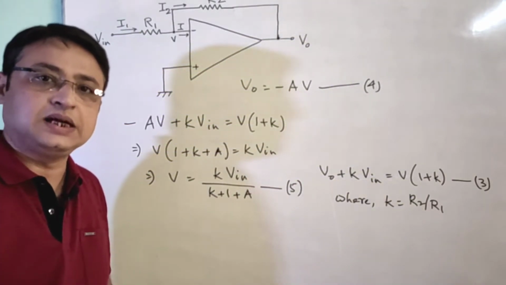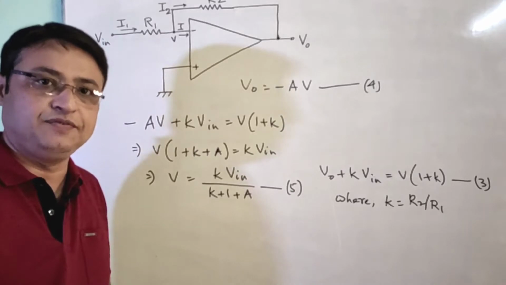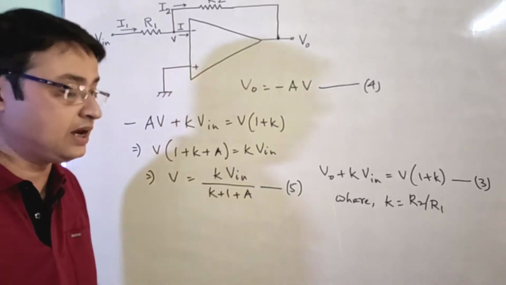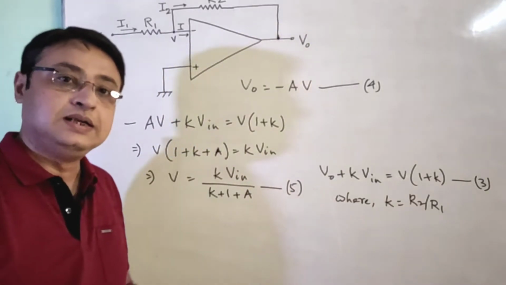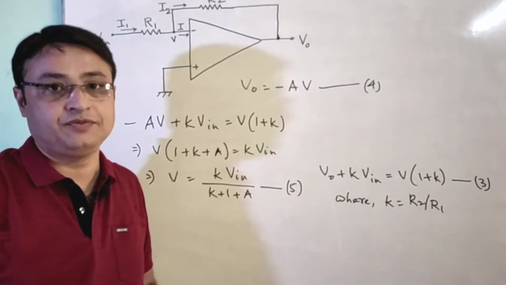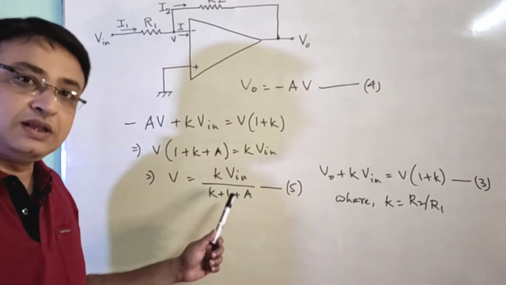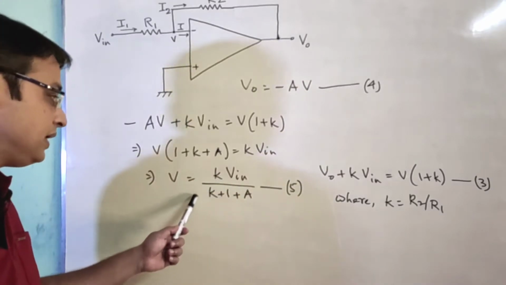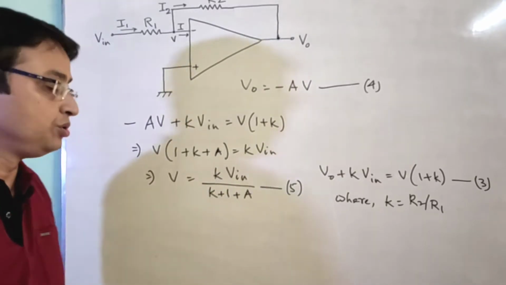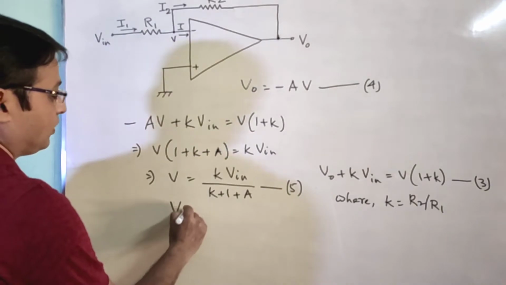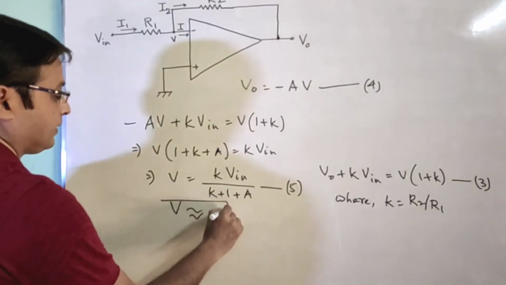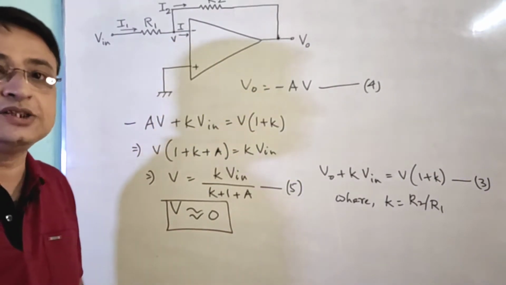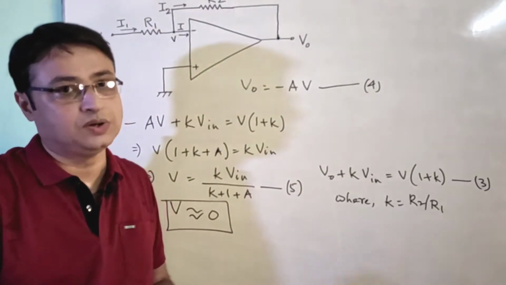For an ideal op-amp the value of A is infinity, and for a real op-amp the value of A nearly tends to 10 to the power 5 to 10 to the power 6. So putting the value of A in the denominator of equation 5, we get V nearly equals 0. And that is actually the concept of virtual ground.